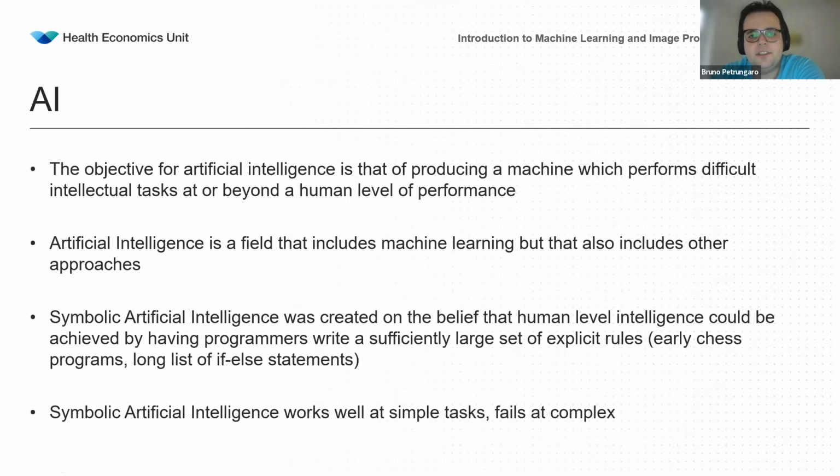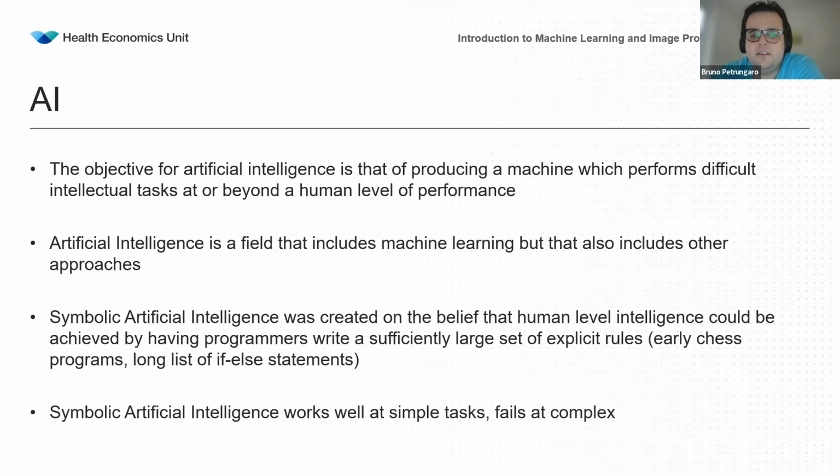The objective of artificial intelligence is that of producing a machine which performs difficult intellectual tasks at the level or beyond the level of human performance. Artificial intelligence is a field that includes machine learning, but that also includes other approaches. The classic approach is called symbolic AI. The easier way of thinking about symbolic AI is if you are in Excel and build a ton of if-else rules. Well, that's kind of what symbolic AI was.